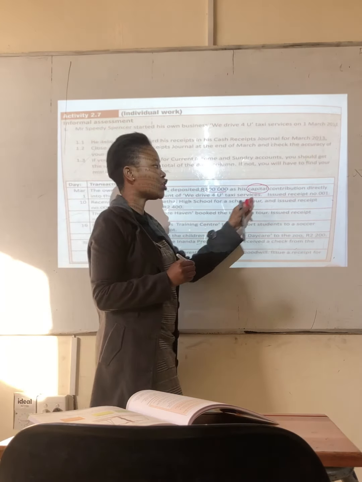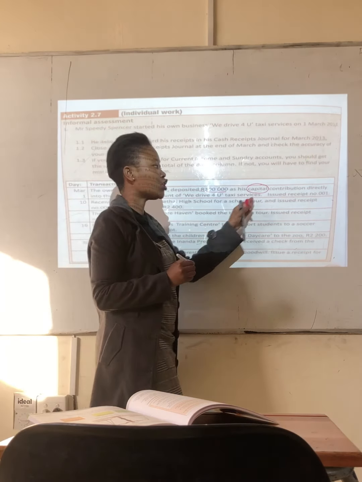money from. The name of the business or the individual whom we are receiving money from. And in this case, we are receiving the money from Mr. Speedy Spencer, the owner. Okay, so the details we will write Speedy Spencer. Even if you can write Spencer S or you can write Speedy S, as long as you have space, you can write it in full.